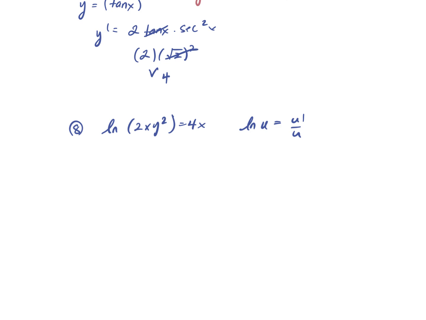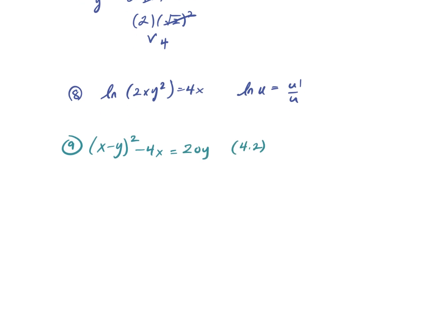Number 9 was implicit, I believe. So for 9, it was x. Now, remember, when it's implicit at a point, I strongly recommend that you just plug in the point once you do the derivative once. So this is at 4 comma 2. So it's going to be 2, and then x minus y to the first power, then times the derivative of the inside, which is 1 minus y prime, minus 4 equals 20y prime.